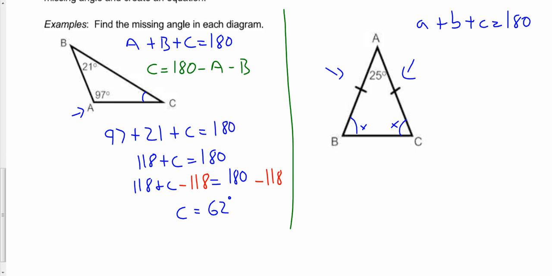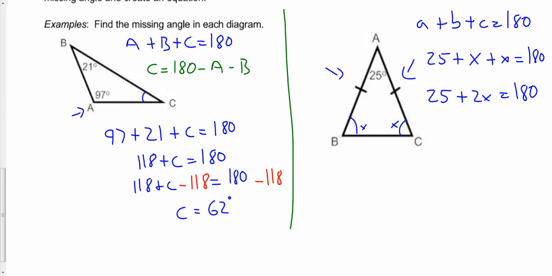Okay, I know what angle A is. Angle A is 25. Angle B, we're going to call that X. We don't know what it is. And we also know that angle C is an X. And that, again, equals 180 degrees. So we can simplify this. We can collect our like terms. We've got 25 plus 2x. Okay, so x plus x equals 2x, and that's going to equal 180 degrees. Okay, so 25 plus 2x equals 180 degrees.